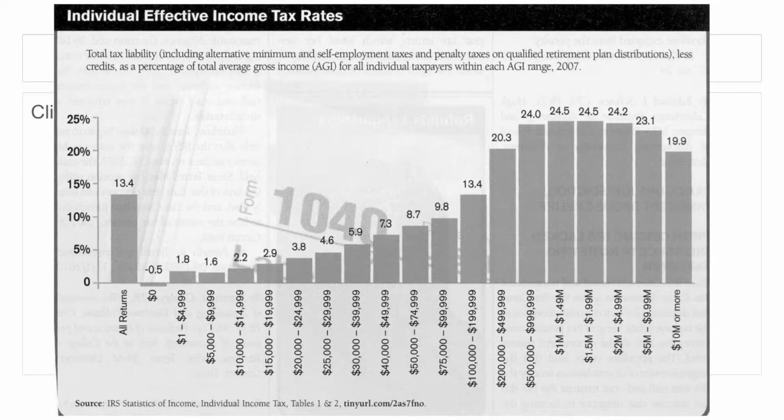Here is effective tax rates based on income categories. Now, this table is old. You can see that it's 2007, but I don't think there have been changes in the tax code that would significantly alter this distribution.